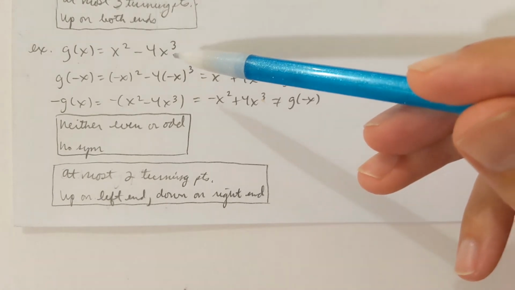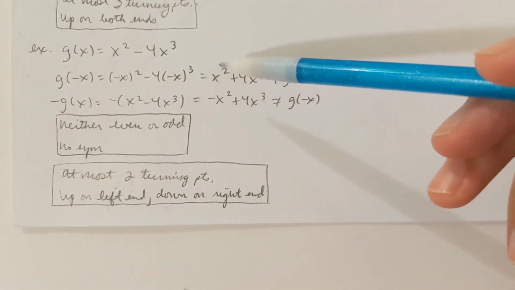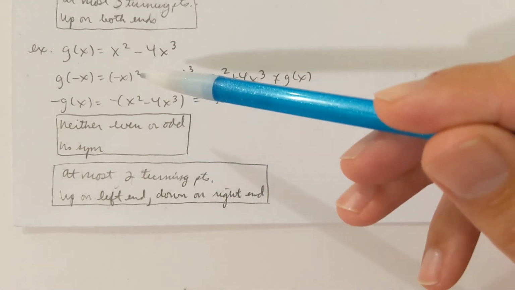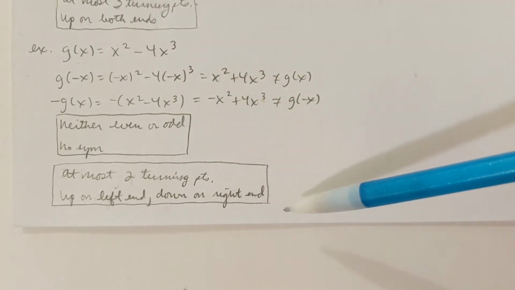So there's no symmetry for a function that's neither even nor odd. There are at most 2 turning points because I've got a degree 3 polynomial. There'd be at most 2 turns. And you're going to open up on the left and down on the right.